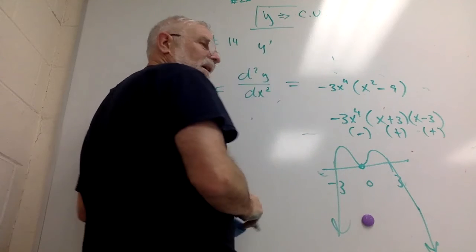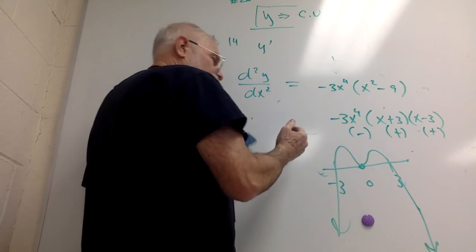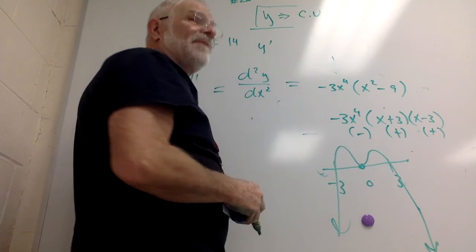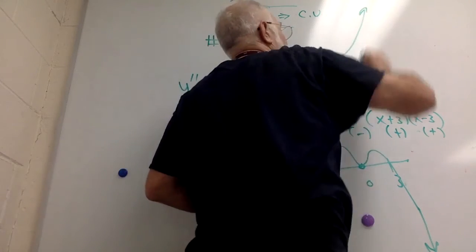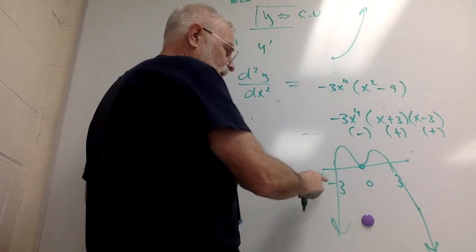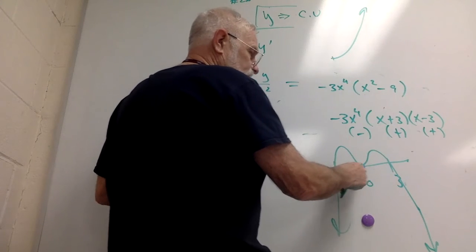Original question, concave up. Concave up is when you have positive y values. Positive y values means you have positive acceleration. Vroom! Grandma's accelerating on 91. When is she doing it? -3 to 0, 0 to 3.